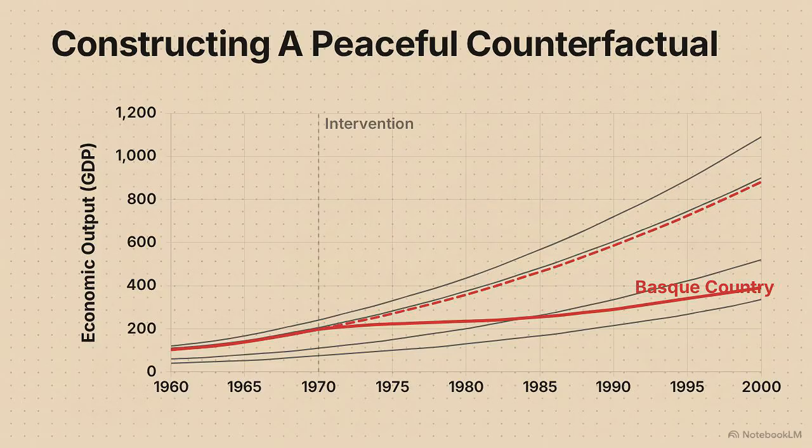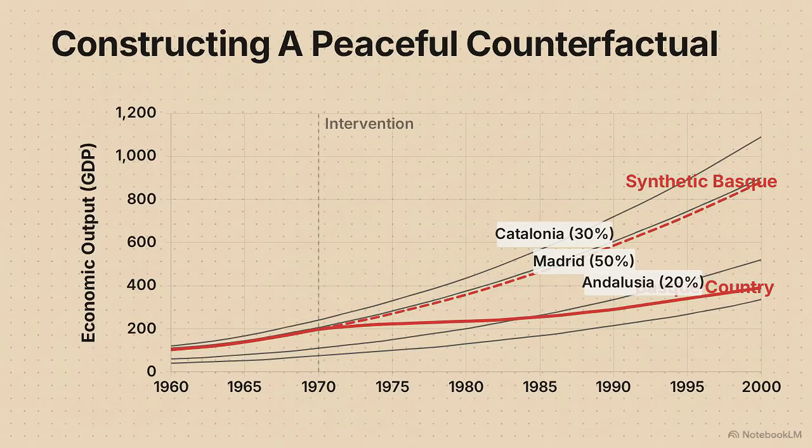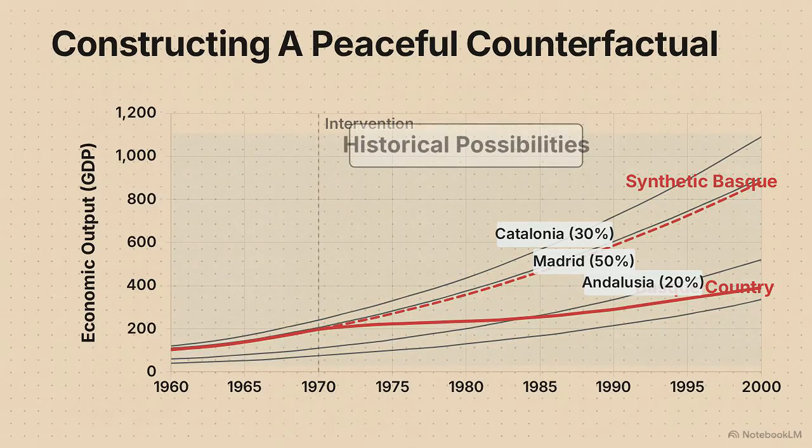The massive appeal of this approach is its transparency. You can see the weights, you can name the regions, and the resulting prediction is built entirely from a neat, contained menu of real historical cases. Analysts treat this donor pool as an objective catalog of historical possibilities.